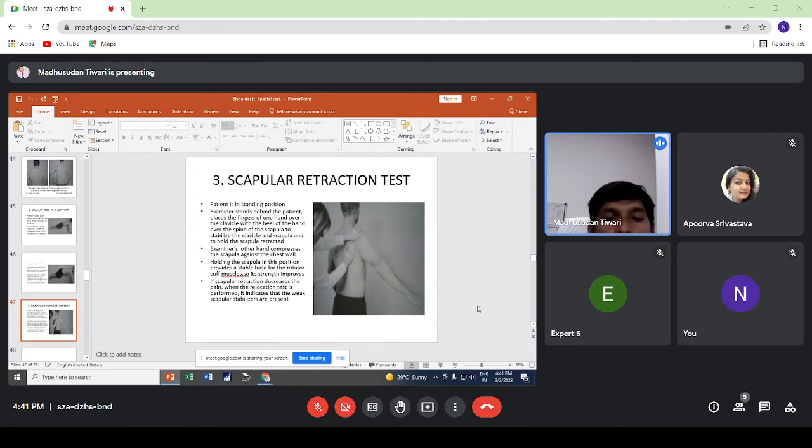Examiner's other hand compresses the scapula against the chest wall. Holding the scapula in this position provides a stable base for the rotator cuff muscles, so its strength improves. If a scapular retraction decreases the pain when the relocation test is performed, it indicates that weak scapular stabilizers are present. Scapular retraction test.